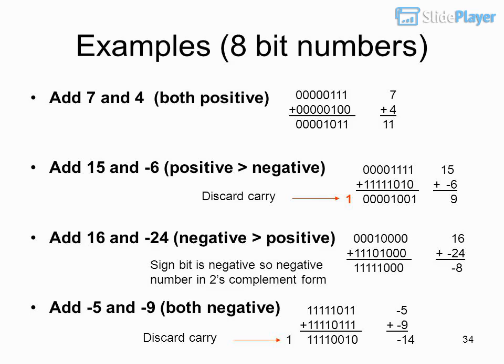00000111 (7) plus 00000100 (4) equals 00001011 (11). 00001111 (15) plus 11111010 (minus 6) equals 00001001 (9). Discard carry. 16 plus 11101000 (minus 24) equals 11111000, minus 8. Sign bit is negative, so it is a negative number in 2's complement form. 11111011 (minus 5) plus 11110111 (minus 9) equals 11110010, minus 14. Discard carry.